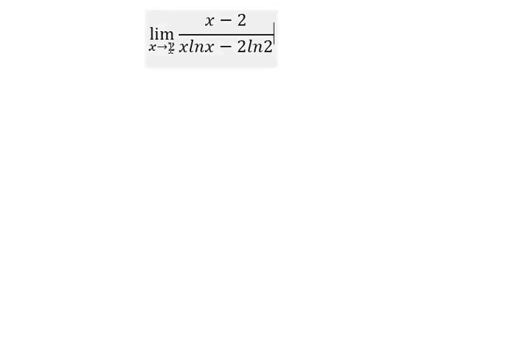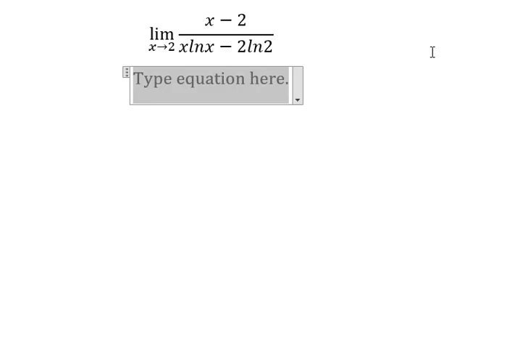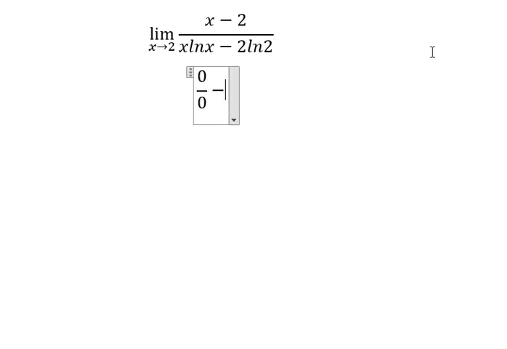When x approaches the number 2, I will put the number 2 here and here. We have 2 minus 2, we have the number 0. Similar for the second one. So this one we have 0 over 0 and we can use L'Hôpital's rule.